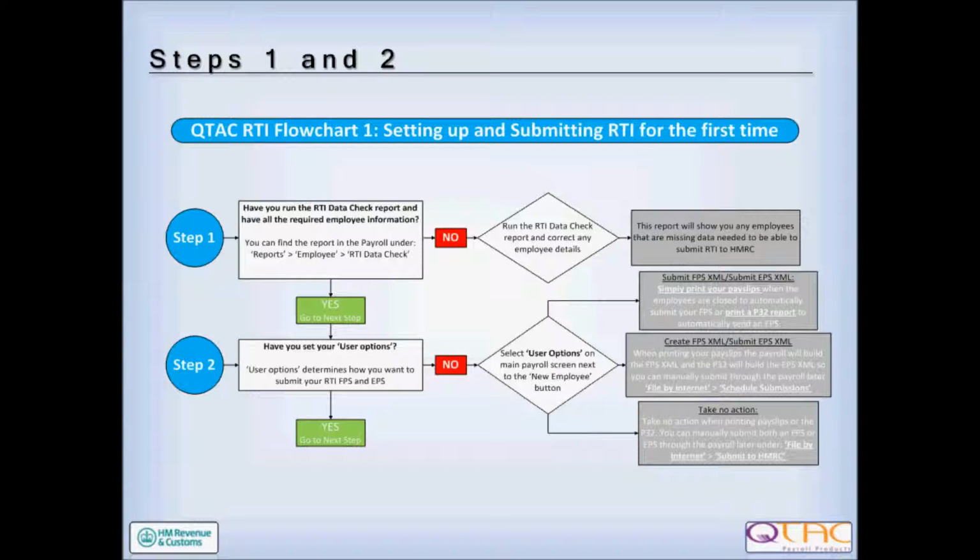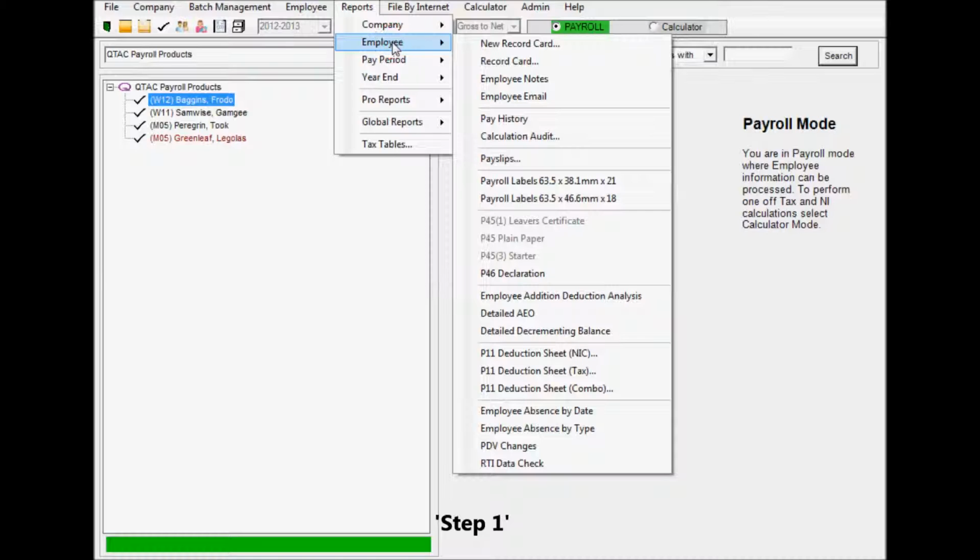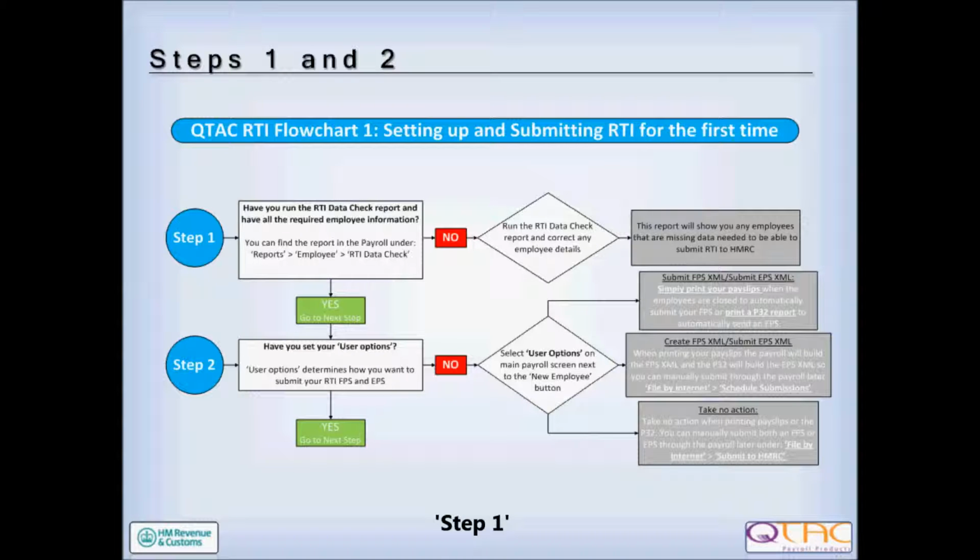Steps 1 and 2. Now, step 1. Have you run the RTI data check report, and do you have all the required employee information? If yes, you can move on to step 2. And if no, you will need to run this report, which you can find in the payroll under Reports, Employee, and then RTI Data Check. This report will show you any employees that are missing data that is needed to be able to submit RTI to HMRC. You will need to amend or get this information from your employees before you'll be able to submit RTI to HMRC.